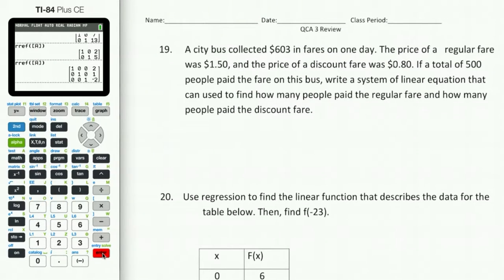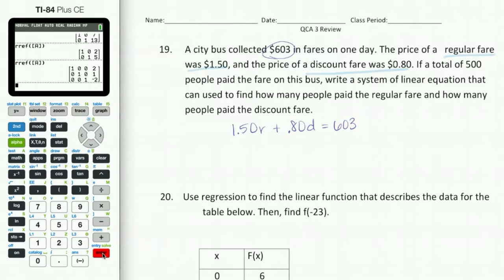All right, a city bus collects $603 in fares in one day. The price of a regular fare was $1.50. So regular fare is $1.50. Discounted fare was 80 cents. If 500 people paid the fare on the bus, write the system that can be used to find how many people paid the regular fare and how many people paid the discounted fare. So first we have $1.50 for our regular plus 80 cents for our discounted equal a total of $603.